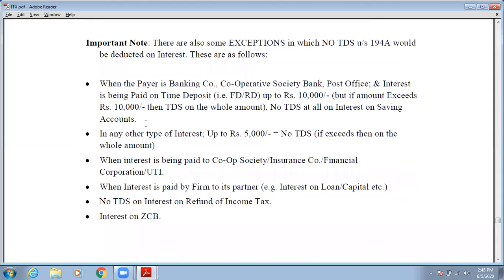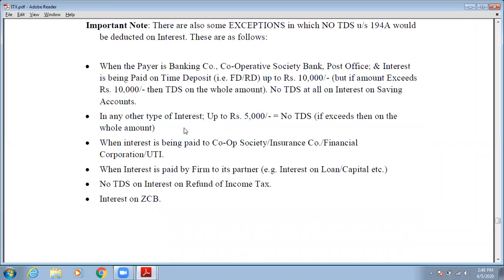So, अगर आपका payer banking company है, any cooperative society bank है, any post office है, any interest which is paid on time deposit, FD or RD up to rupees 10,000, no TDS will be applicable. But if the amount exceeds 10,000, then you have to deduct tax on the whole amount. Okay, no TDS at all on the interest on saving account. So saving account के interest पे भी आपको कोई TDS deduct नहीं करना है. Then next is any other type of interest up to rupees 5,000, no deduction.